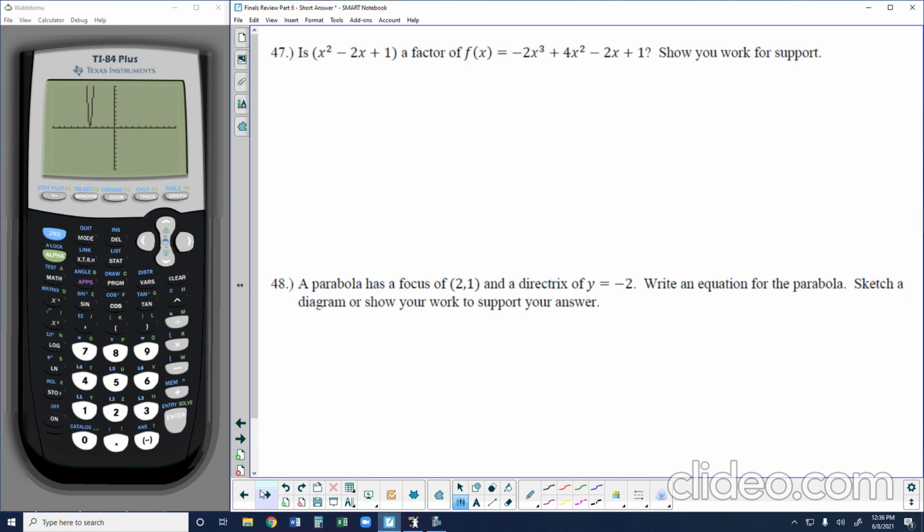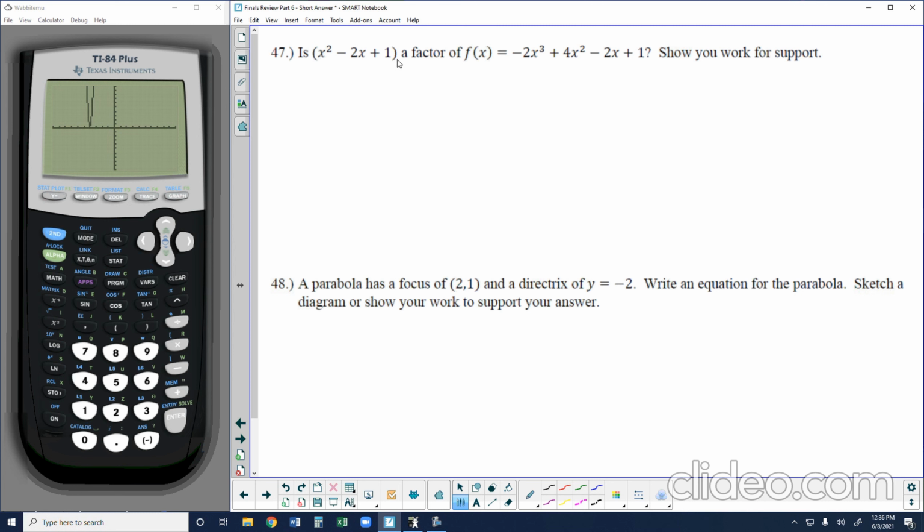Let's take a look at another example. Problem number 47 says, is x squared minus 2x plus 1 a factor of f of x? And show your work for support. There's a couple of different ways that we can do this. We can look at trying to factor f of x. This is going to be a little bit complicated as it's an even termed polynomial. It's cubic, so we'd want to factor by grouping, but it doesn't work to factor by grouping.